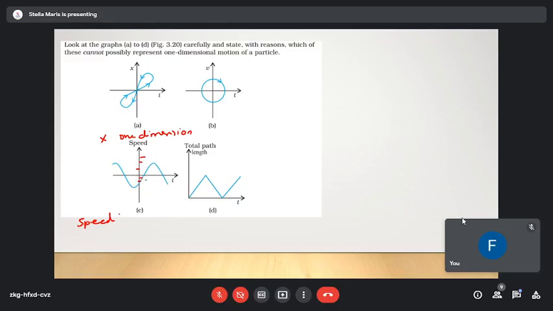What we have learnt in motion in a straight line, distance is always positive, and speed is what? Always positive. Here it is not positive, so it is not a one dimensional motion. Very good, Jayashree, Disha, and Auxilia also. She guessed it right. Okay.